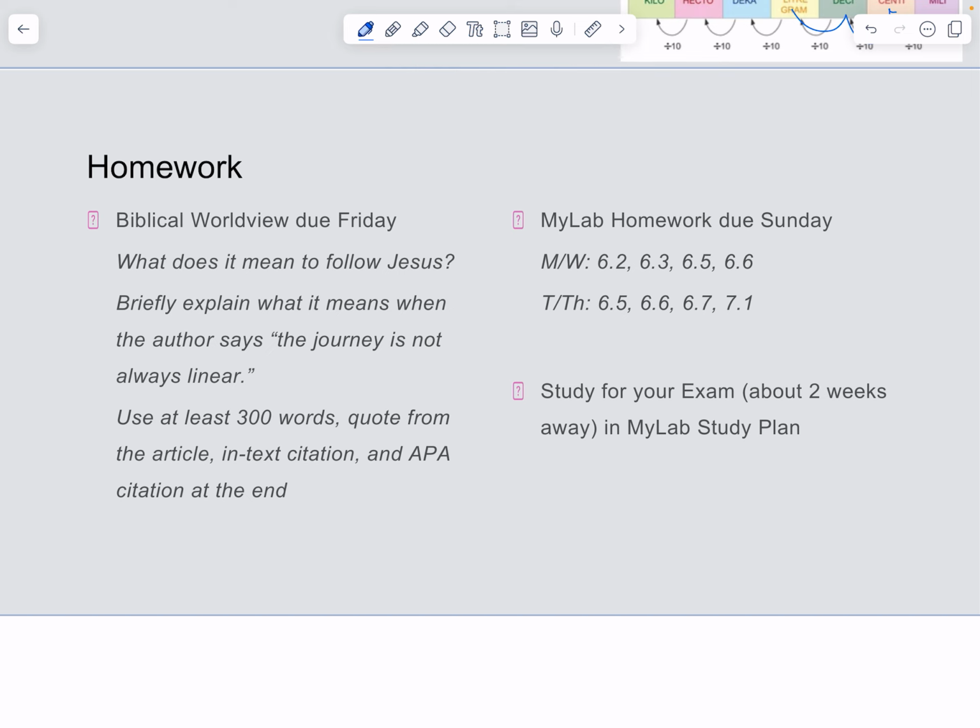Do your biblical worldview. Just explain why our journey with Jesus is not always linear. Make sure you're writing 300 words. You're using a quote from the article. You have an in-text citation. After your quote, you should be citing it in text. If you don't know what in-text citation is, ask an English teacher or Google it. APA citation at the end. I've given it to you, so use it. It's the only freebie that you'll ever get in writing a paper.